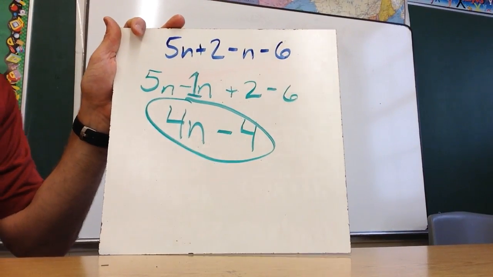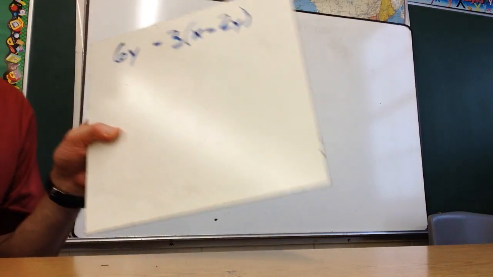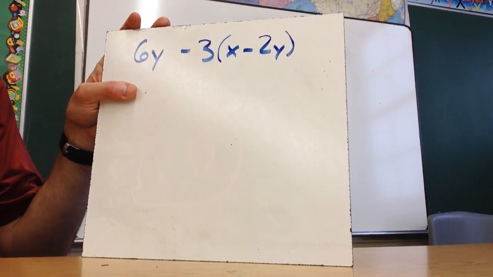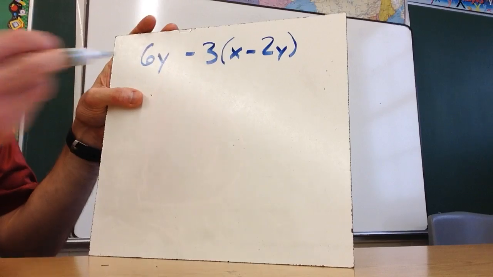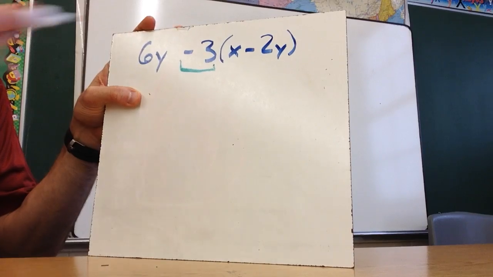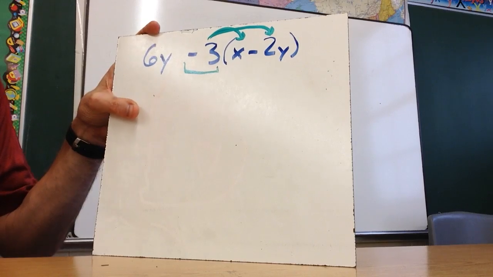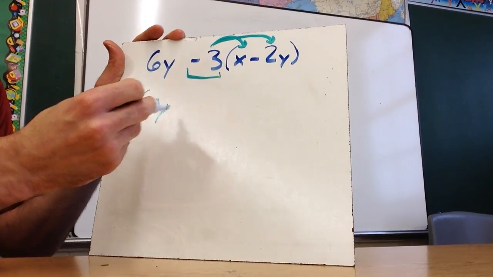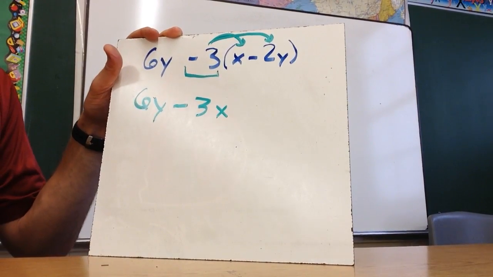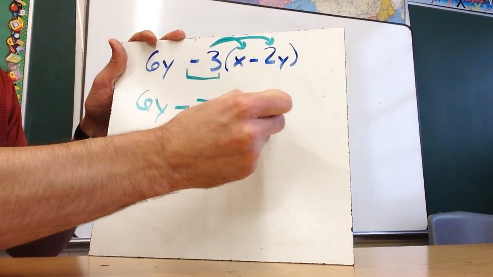All right, then one last way I want you to practice this is kind of a combination of some of the stuff that we worked on yesterday. We're going to first have to distribute, and then we're going to have to simplify. Keep in mind that I'm distributing this negative 3, not the 3. I'm distributing negative 3 times x and times negative 2y. So this becomes 6y minus 3x. Negative 3 times x is negative 3x. Negative 3 times negative 2y is positive 6y.